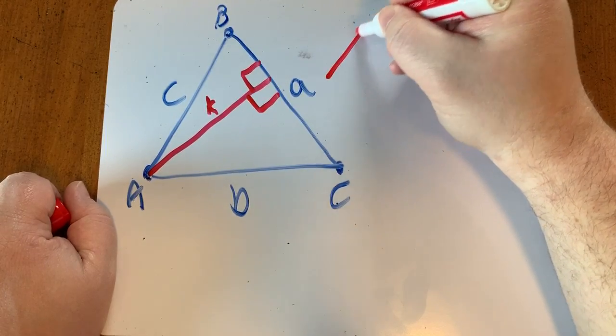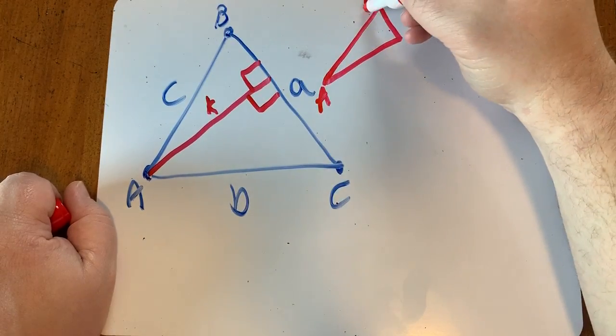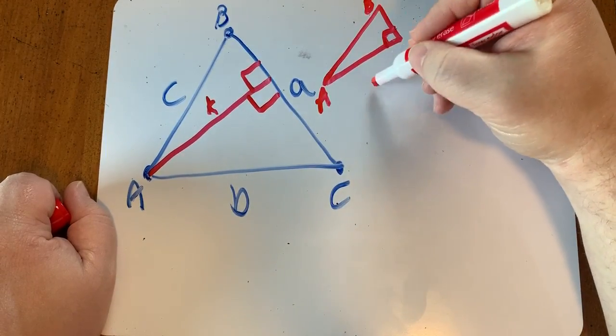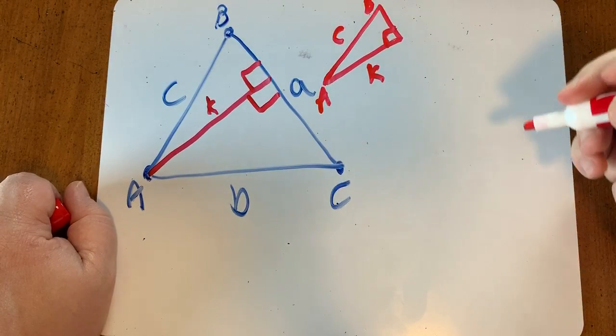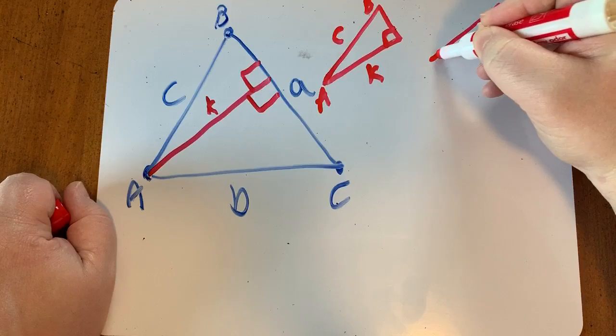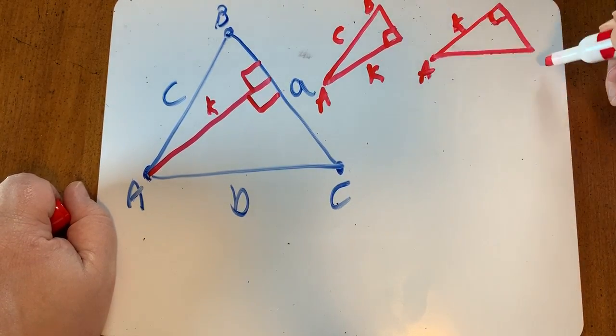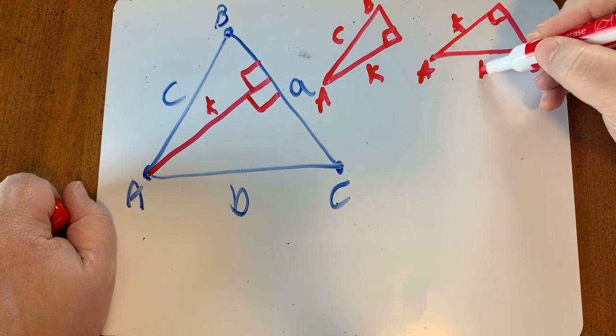One of them is A, B, this is K, and that's C. And the other one is K, that's A, and that's C. This is B.